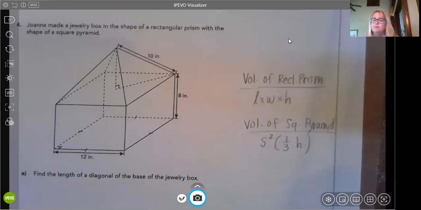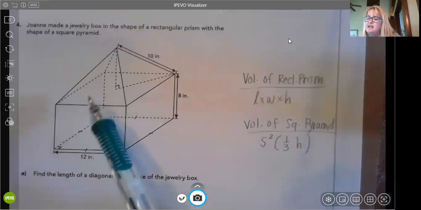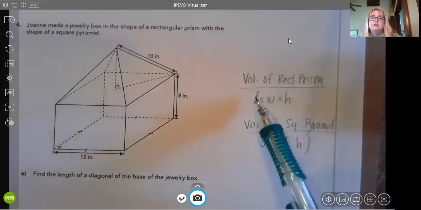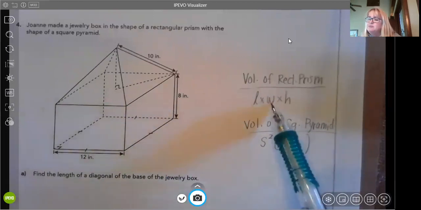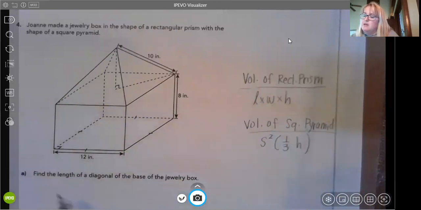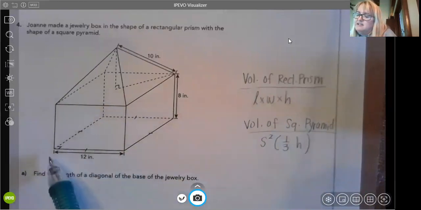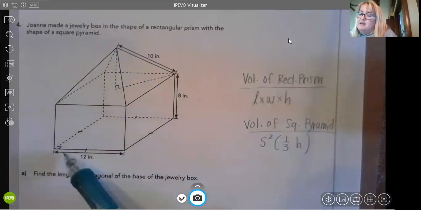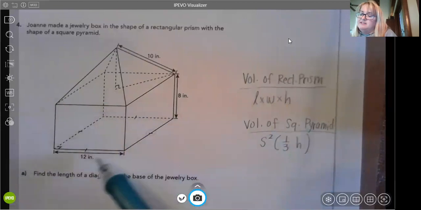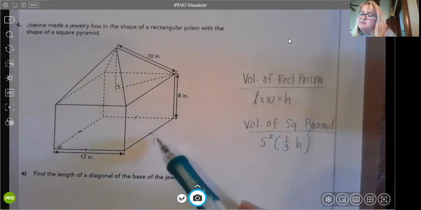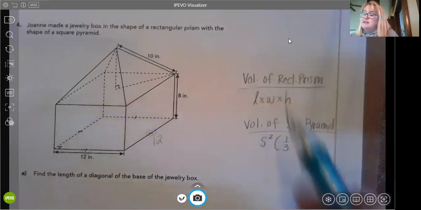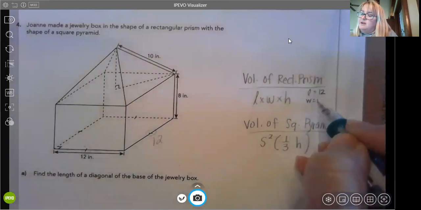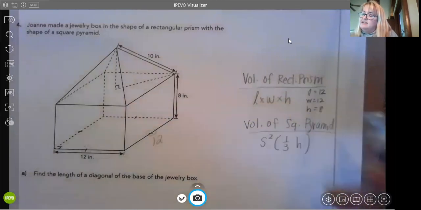All right, the volume. We've got a rectangular prism on the bottom and a square pyramid on top. I've written down our formulas. Volume of the rectangular prism is length times width times height. We know this is the length. Do we know the width? Well, if it's a square, then these are the same, so this is 12. And do we know the height? The height is 8. So length is 12, width is 12, height is 8.